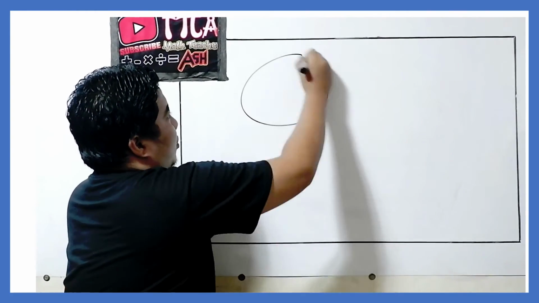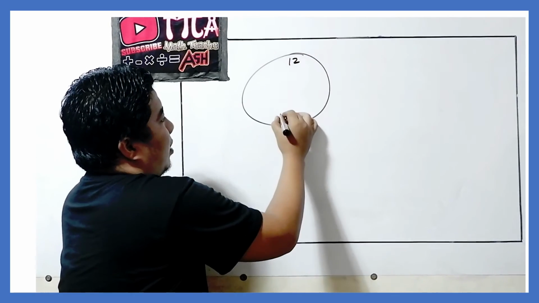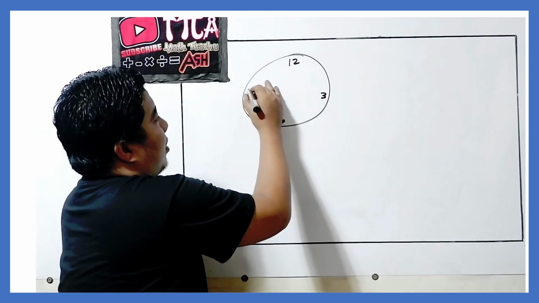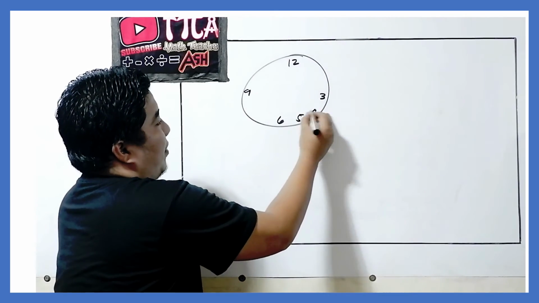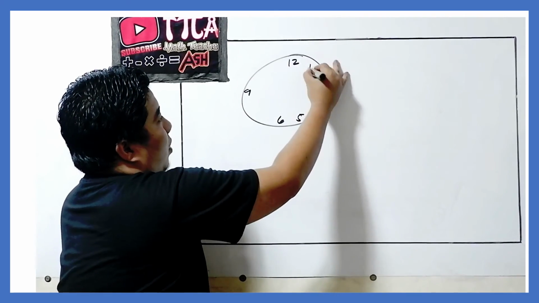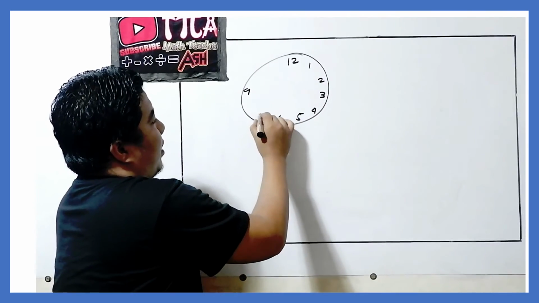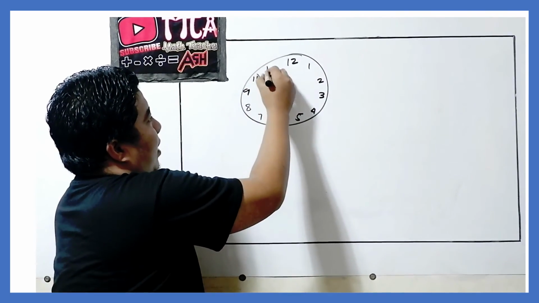So, if this is your circle, 12 is here, 6 is here, 3 is here, this is 9, of course, this is 4, 5. This is 2 and 1. We have here 7, 8, 10, and 11.